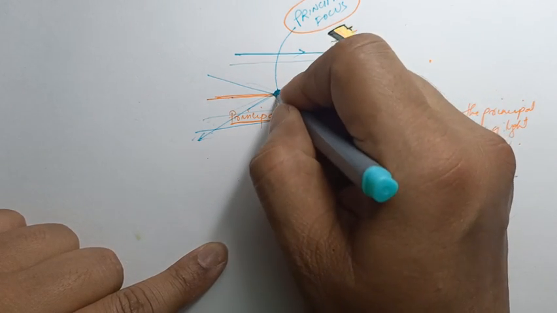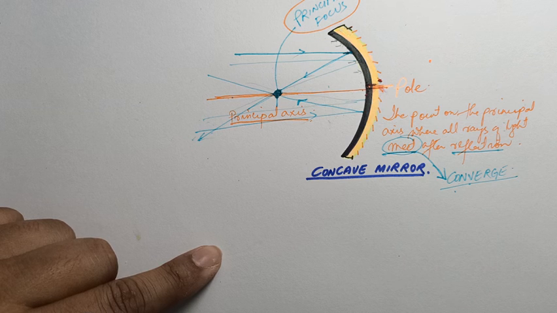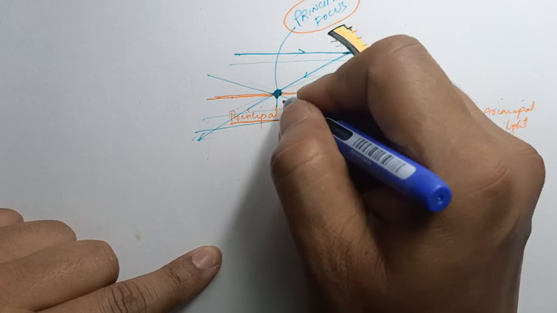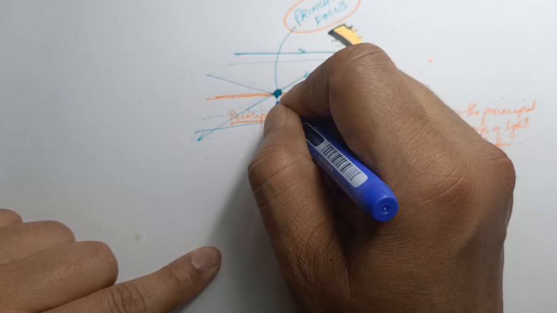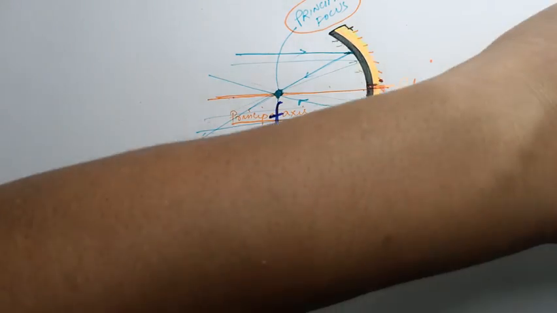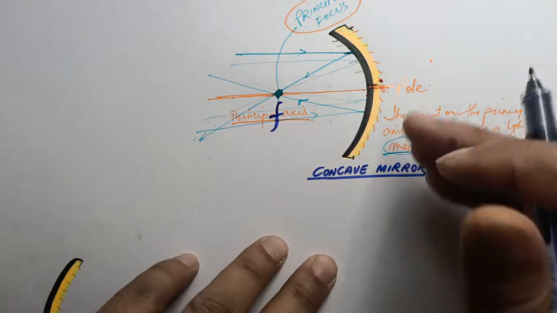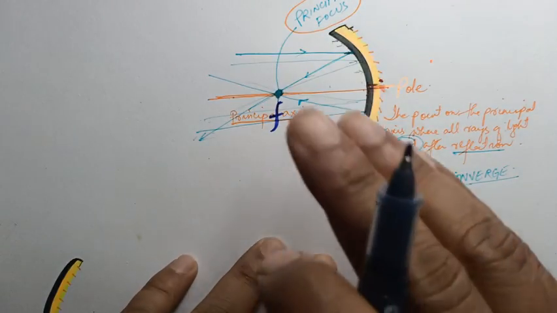And this principal focus is represented by a small letter F, principal focus. Now, so this is about concave mirror.